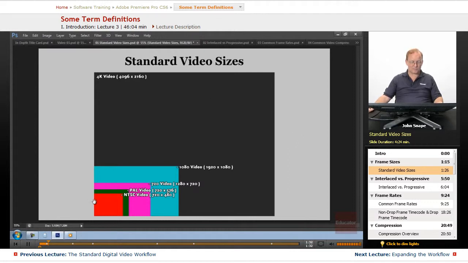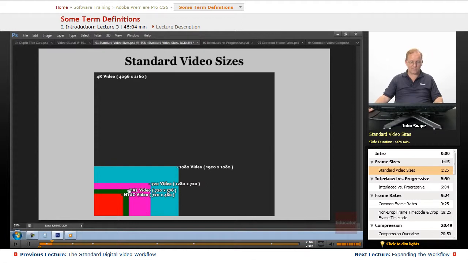You have, starting with the smallest, which is this orange one down here, that's NTSC video. That's 720 by 480. And then just to make it so you'll be able to see it, I made this one a little bit bigger for the PAL video, but it's also 720, but it's by 576. So it's the same width, it's just a little bit taller than an NTSC video. And then we get a little bit more detailed. And the 720 video, 1280 by 720, is the first of the HD video sizes.